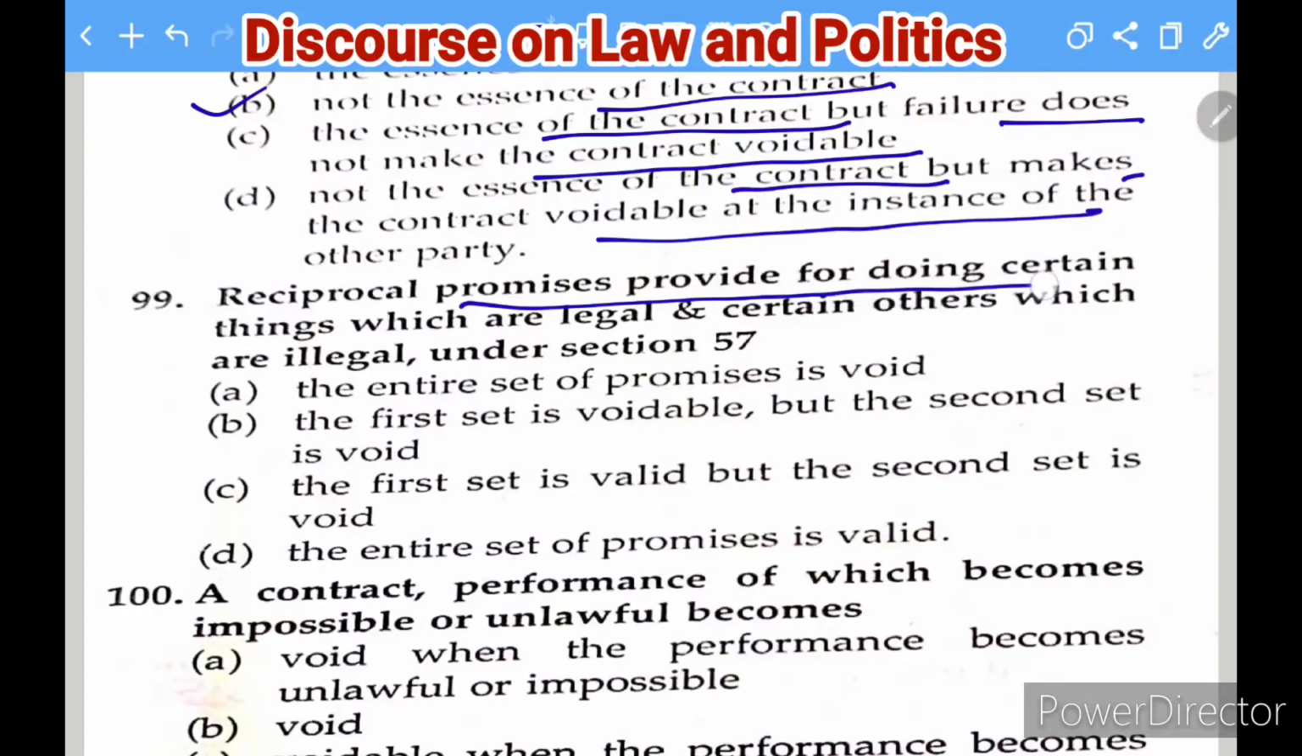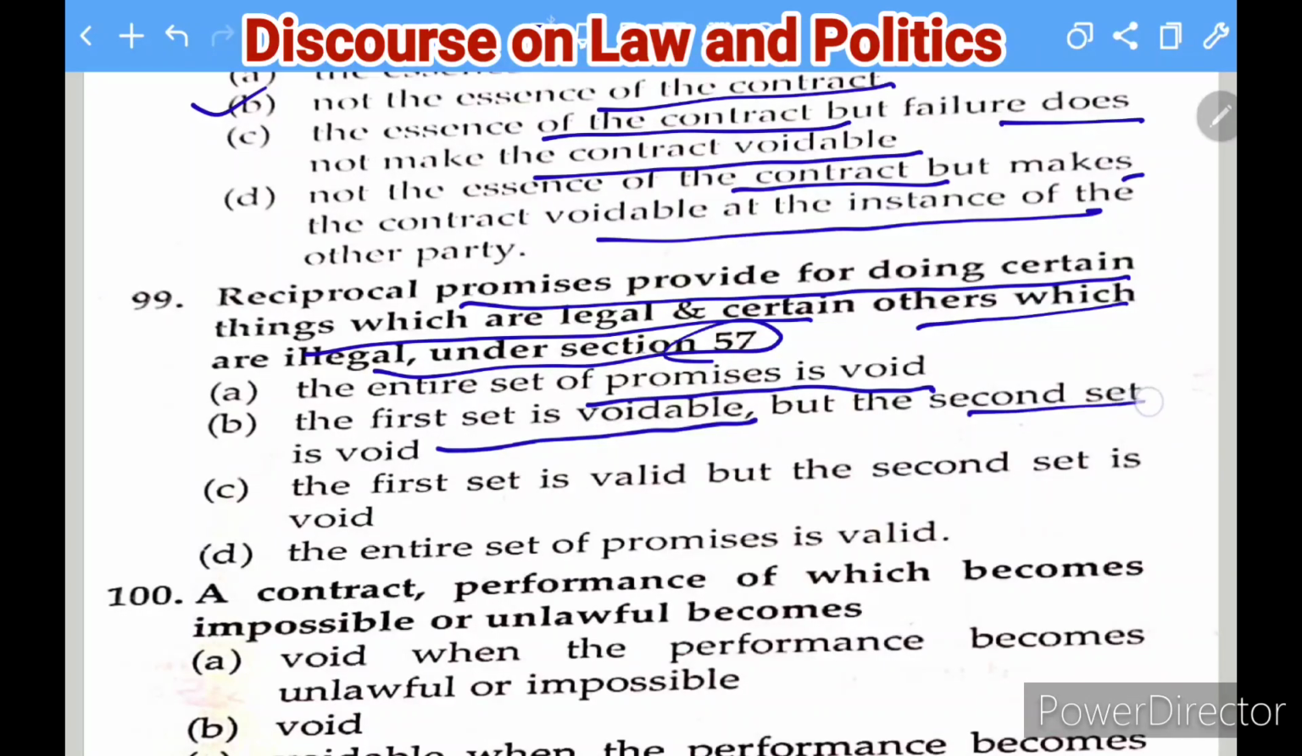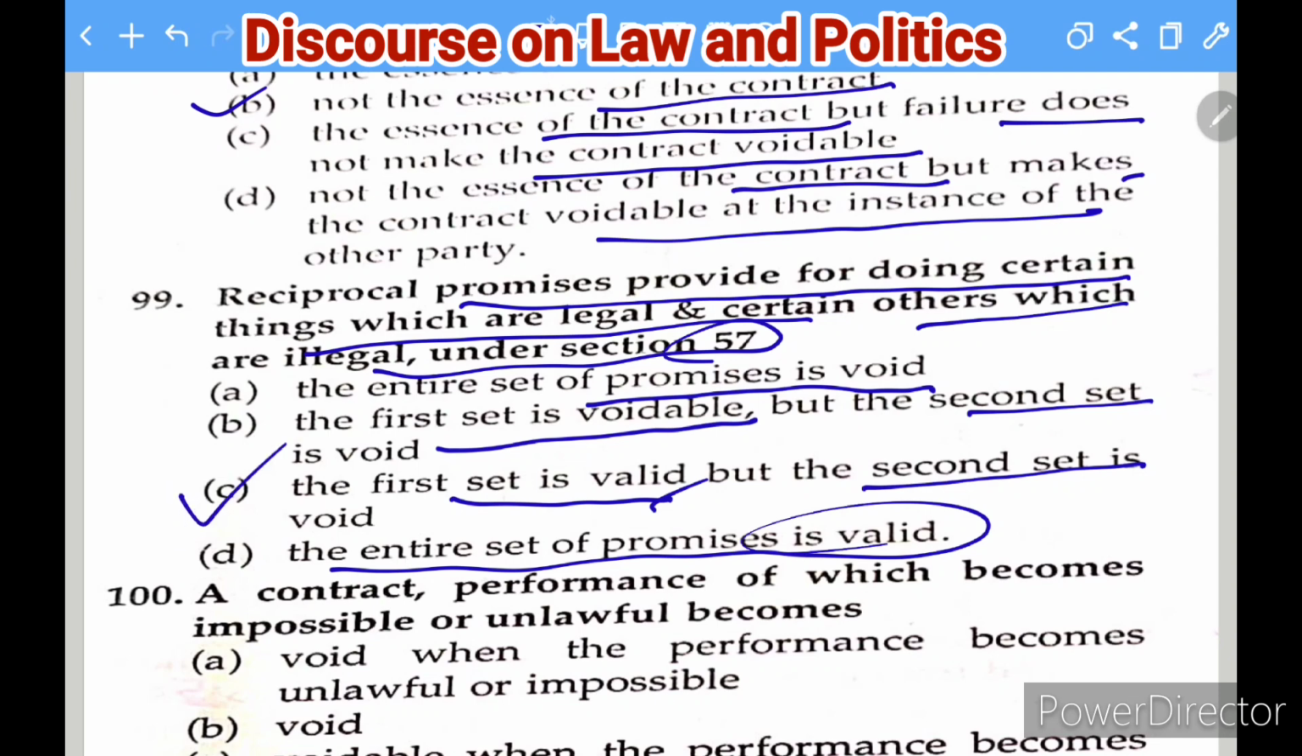Reciprocal promises provide for doing certain things which are legal and certain others which are illegal. Under section 57, the entire set of promises is void. The first set is voidable, but the second set is void. The first set is valid, but the second set is void. The entire set of promises is valid. So what would be the answer here? In this case, the first part, which is valid, would be valid, but the second part, which is illegal, would be void. So option C is correct here.